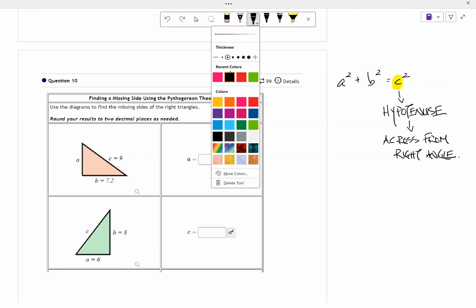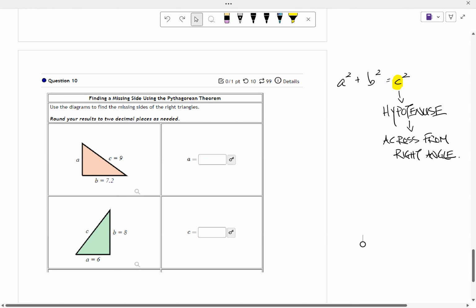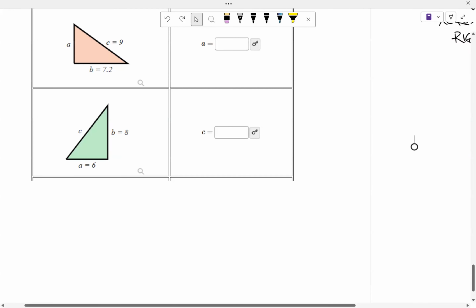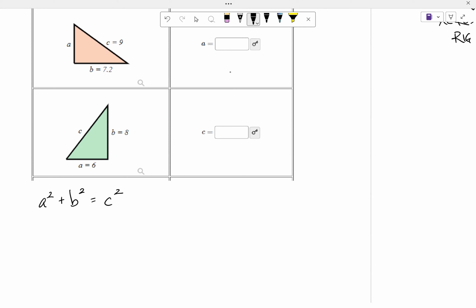Okay, so let's go ahead. And of these two questions that I chose, these are the first two that popped up. I'm actually going to go ahead and do the green triangle one first. Okay, so to do this green triangle, I'm going to write down my equation, a squared plus b squared equals c squared. And luckily, they tell us what a and b are. So instead of a squared, I'm going to write 6 squared. Plus, instead of b squared, I'm going to write 8 squared. And what I'm looking for is c. So I have c squared on the other side.